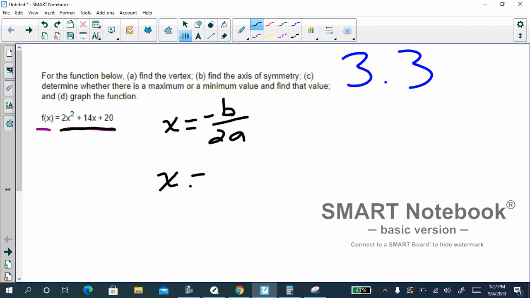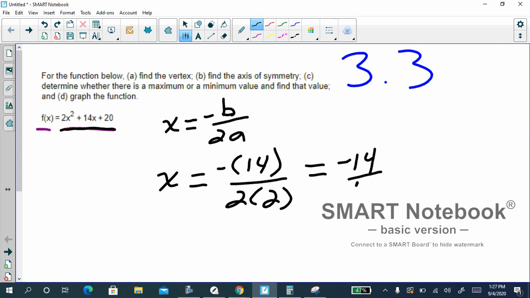So b and a are the same values as in the quadratic formula. So negative b is 14, a is 2. If we reduce this, we get negative 14 on top, 4 on bottom, which reduces to negative 7 over 2. As a decimal, normally we leave it as a fraction, but let's just call this negative 3.5.